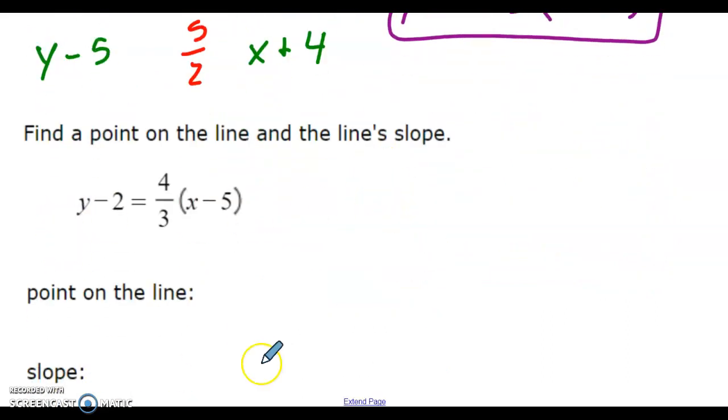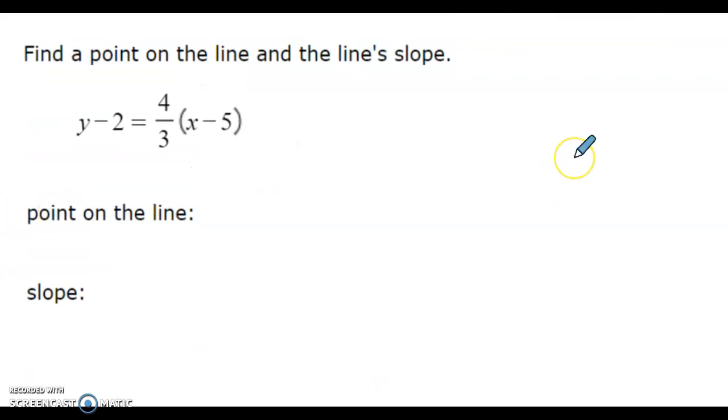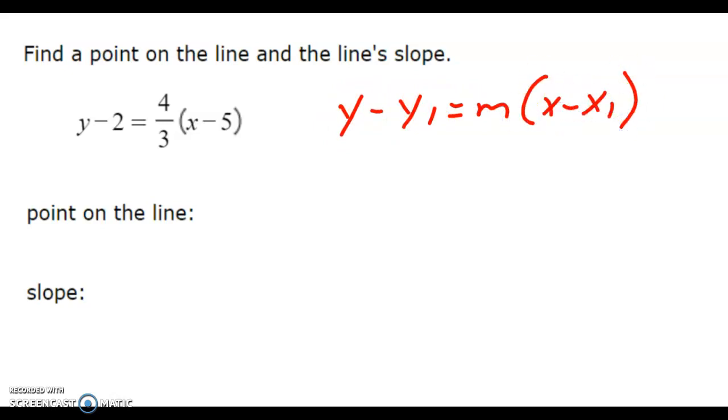Okay? The other type of problem that we saw similar to this, but actually the exact opposite, is now they're giving you the equation. You need to pick out the point and the slope that are hidden in there. Again, y minus y1 equals m times x minus x1. The slope, again, should be nice and easy for you. It's sitting right there. There's nothing tricky about it. Your slope is 4/3.